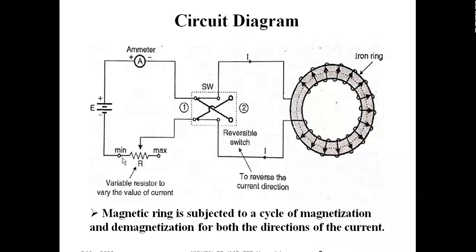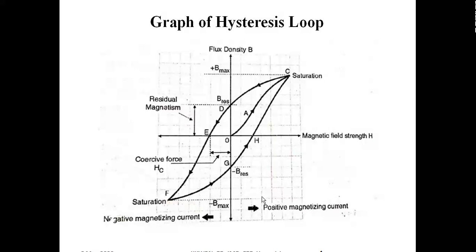With this arrangement, one thing we have to understand is that the magnetic ring should be subjected to a cycle of magnetization and demagnetization for both directions of current, that is the forward and reverse directions. If we do the forward and reverse direction of the current, and measure the value of current and the corresponding magnetic flux or flux density, then we will get a graph known as the hysteresis loop. It is the graph between the magnetic flux density B and the magnetic field strength H.